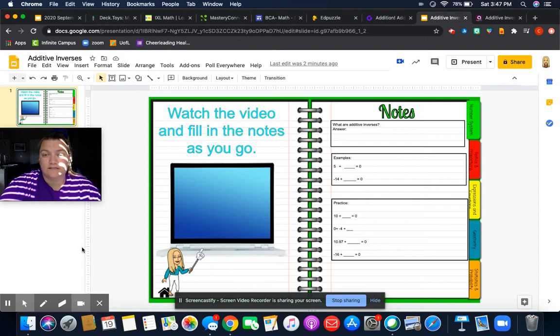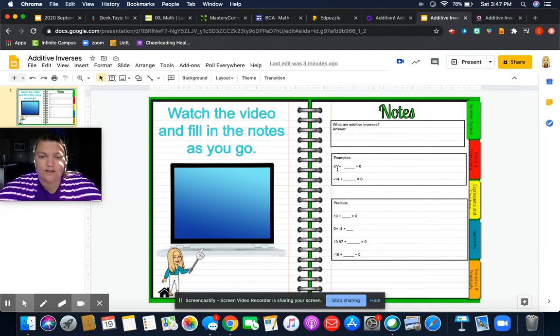So additive inverses, what are they? Additive inverses are the number that you add to another number in order to get a product of 0. So make sure in that box, if you need to pause, that you get that whole definition. It's the number that we're adding to another number in order to get a product of 0. So just to run through examples of what that means.